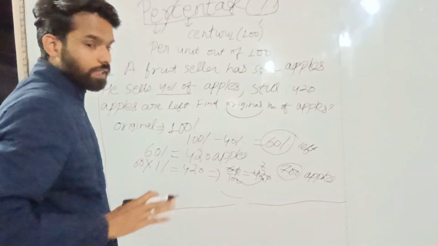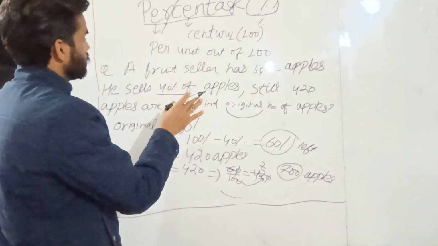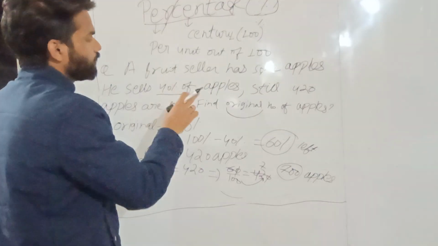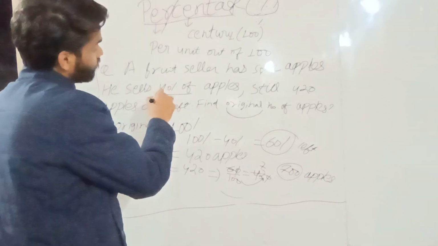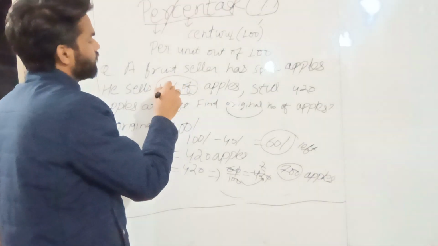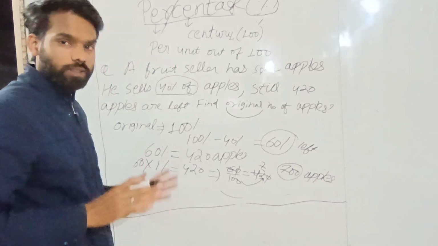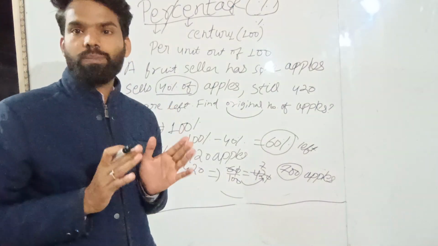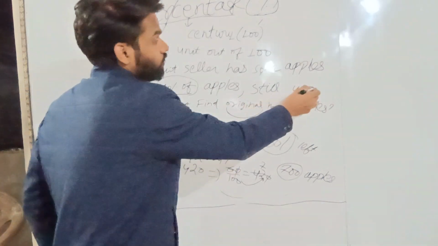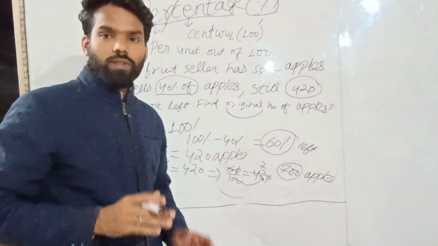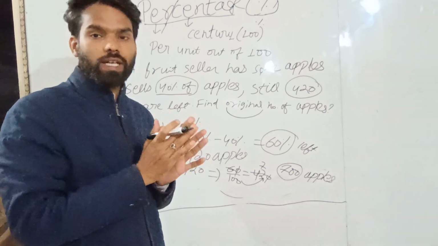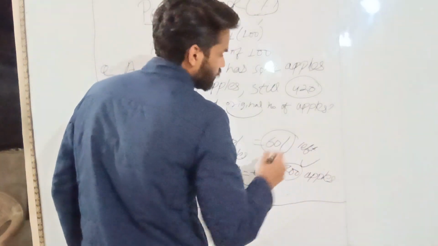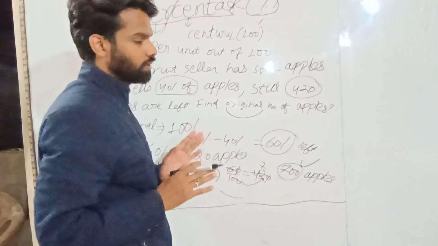We can also solve it directly. As we can see in the question, it is written a fruit seller has some apples and he sells 40% of the apples. If he has sold 40%, we can directly say that 40% is sold, then 60% of the apples are remaining. So 60% of that apples is equals to 420 of the apples. So 60% is equals to 420. Directly we can write, and from this we can directly get 700 apples. So this can be a shortcut for this question.